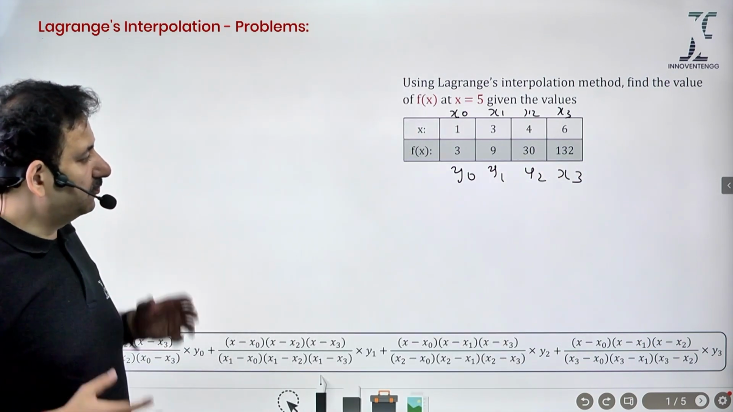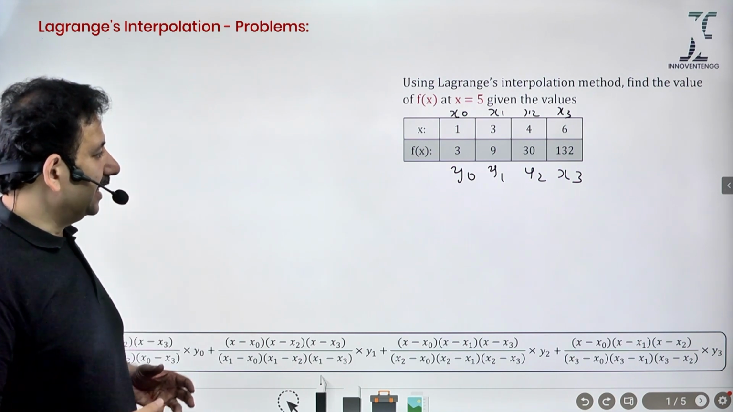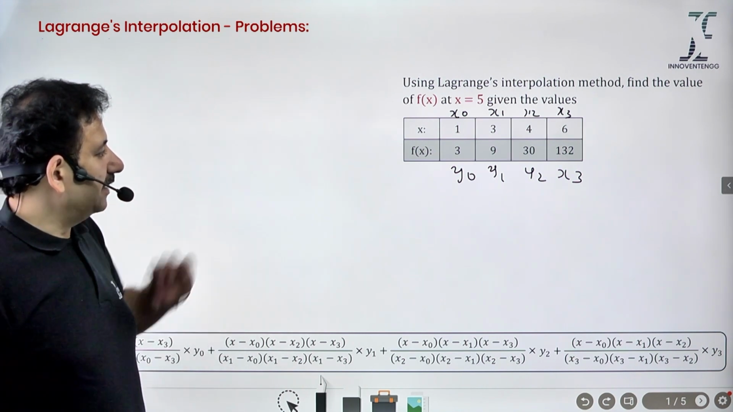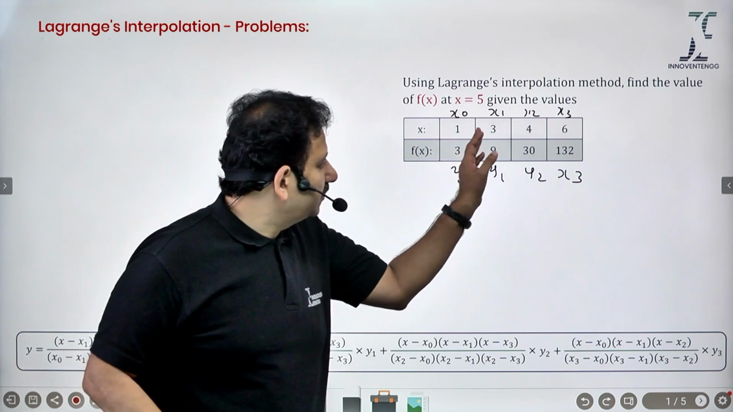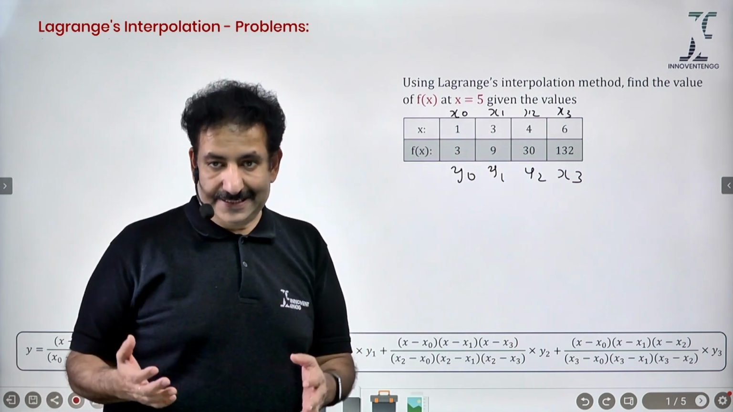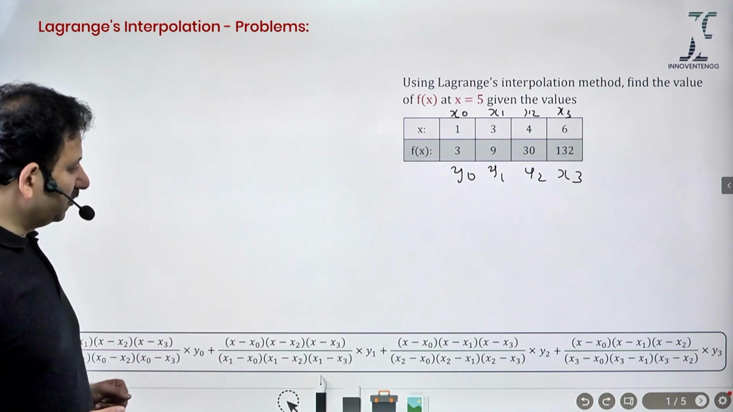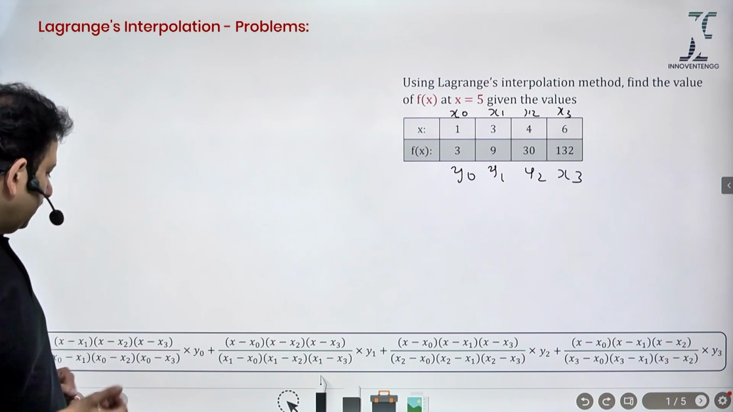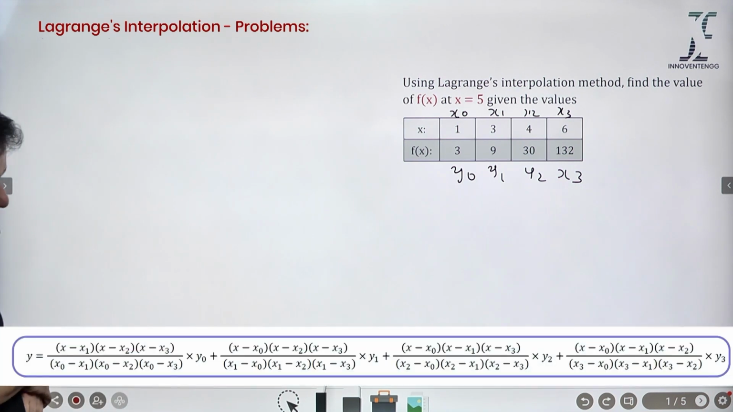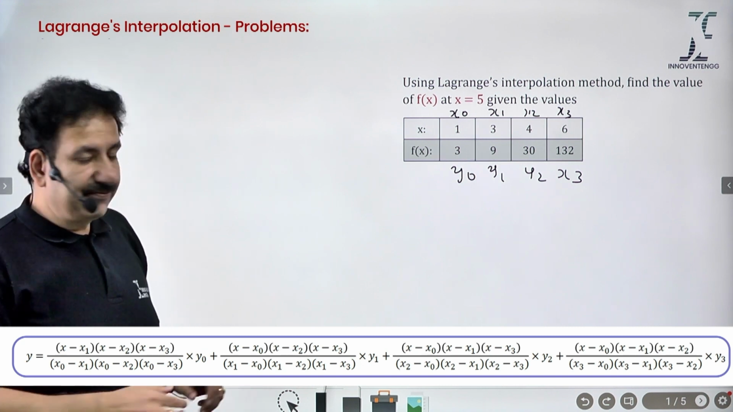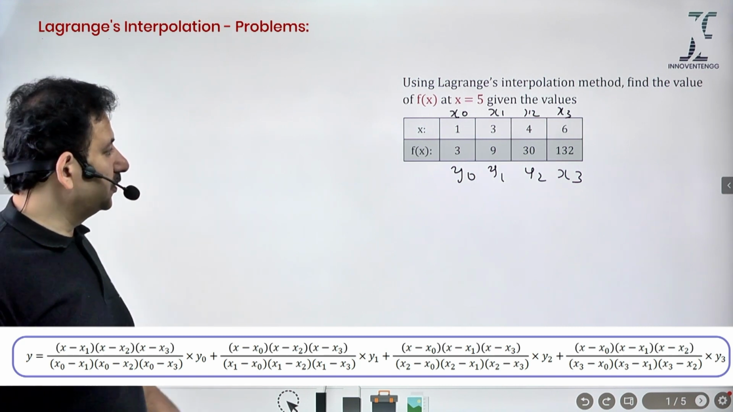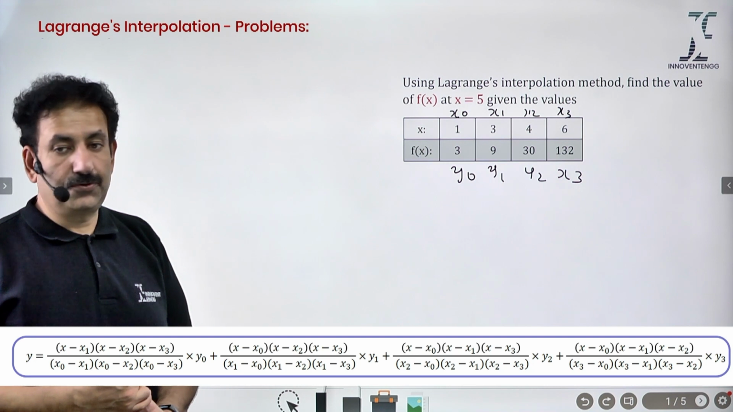What we are supposed to do, first we actually get a formula for y in terms of x0, x1, x2, x3 and x, the variable, which is going to be a cubic polynomial. You can see here the standard formula. And once we get the cubic polynomial, you can substitute x equal to 5.